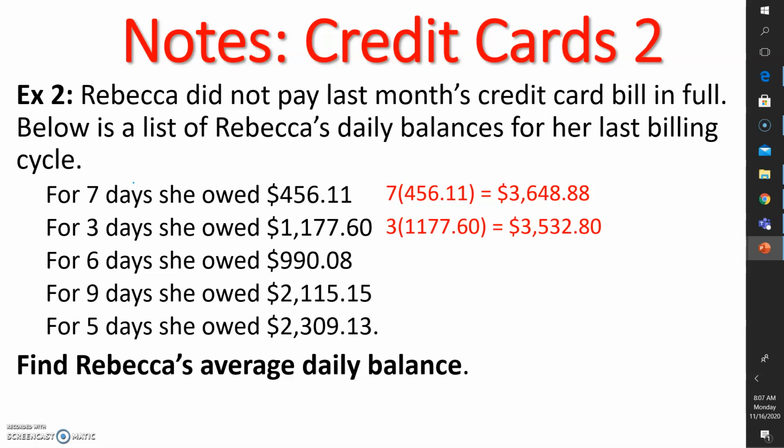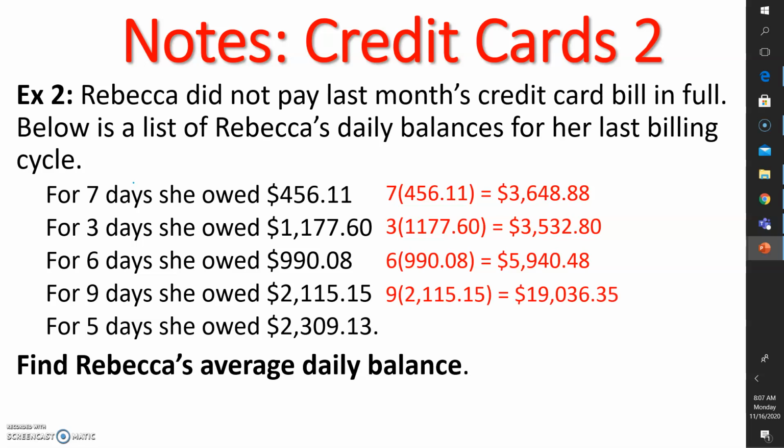$3,648.88. 3 days at $1,177.60, which gives us $3,532.80. 6 days at $990.08. 9 days at $2,115.15, and then 5 days at $2,309.13. Now, these are the sums of those sets of days.